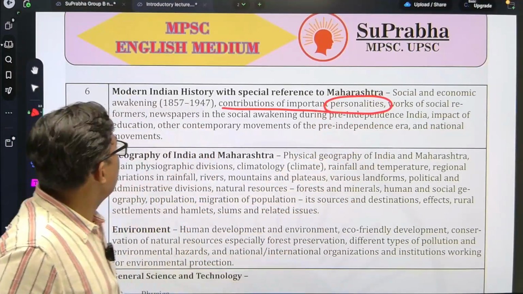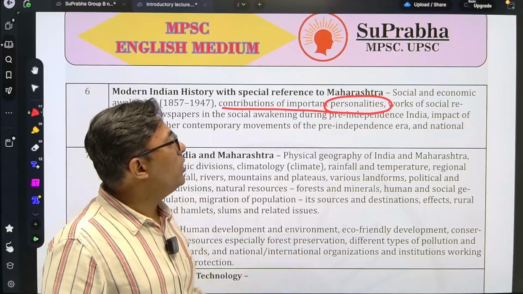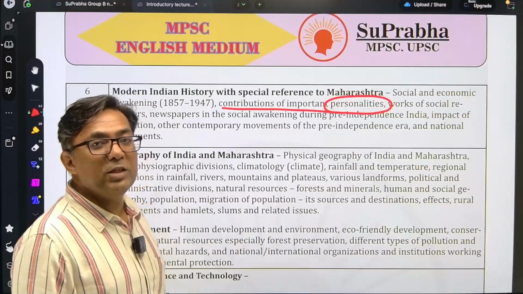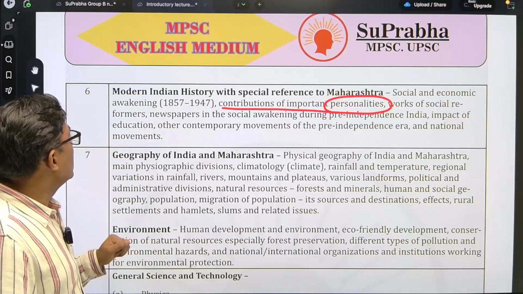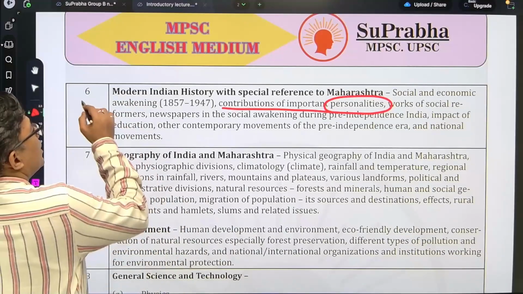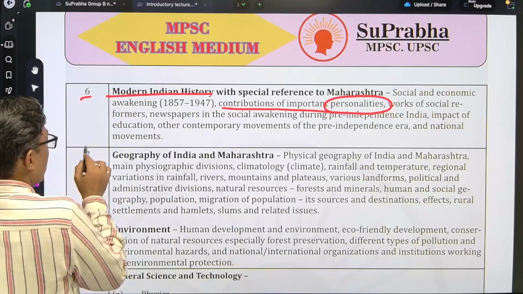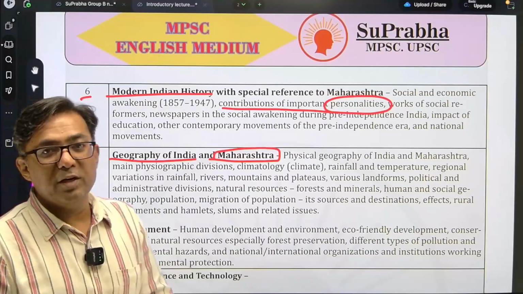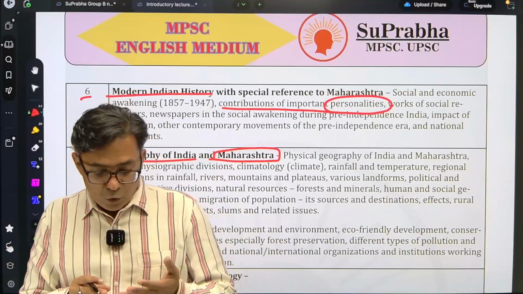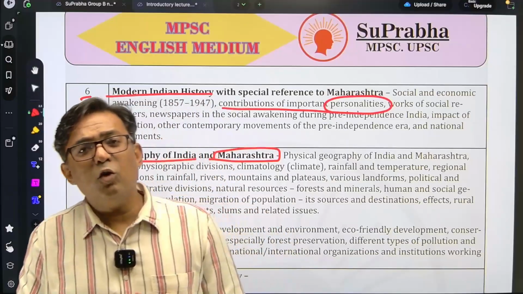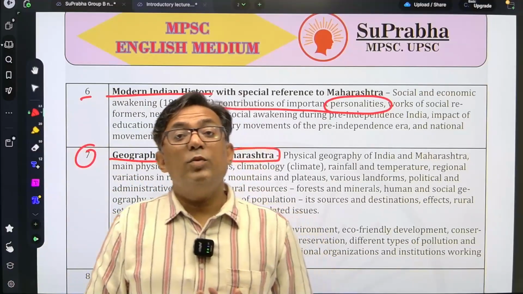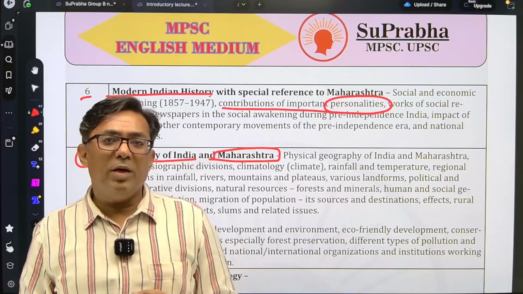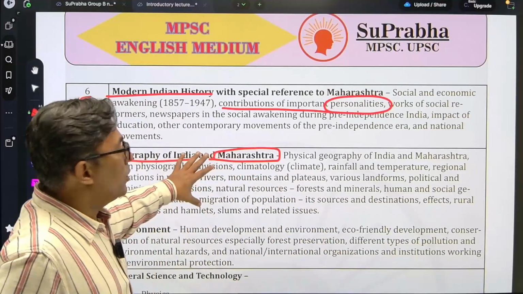The works of the social reformers, newspapers in the social awakening during pre-independence India, impact of education, other contemporary movements of pre-independence India, and national movements. So this is the sixth topic in mains, modern Indian history. The seventh one is geography of India and Maharashtra. Now all about the geography of India: the physical geography, the human geography, the economic geography of India, as well as the physical, social, economic geography of Maharashtra, the human geography of India and Maharashtra, that you will have to deal with over here.